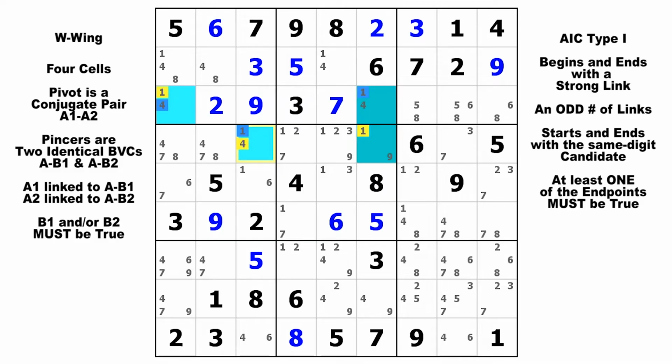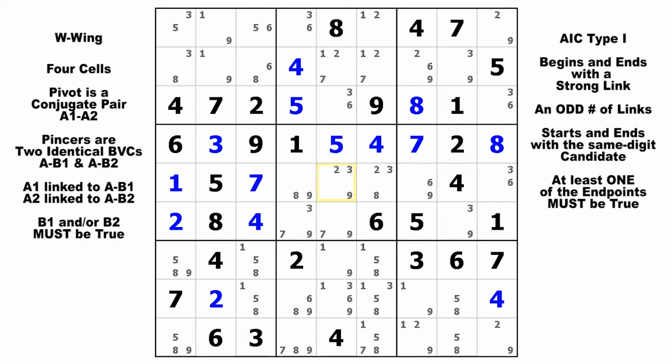And in this puzzle, there's only one, and it's right here. Okay? Now these other 4s, they do not see both the endpoints. So those, you can't do anything about those. But the red 4 in row 4, column 1 is false, and you can eliminate it just like that. All right, let's go to the next one.